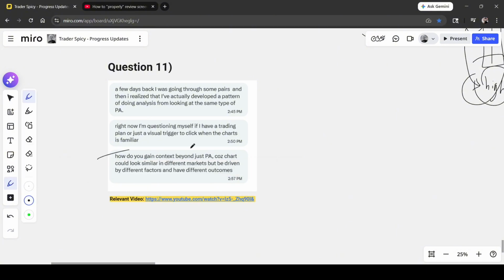So if you want to get more context, what we can translate this into is just more insights or more data or more information, right? We want to get a better understanding of what is actually happening in the trade screenshots which have the same type of price action. So here's how you would do it.